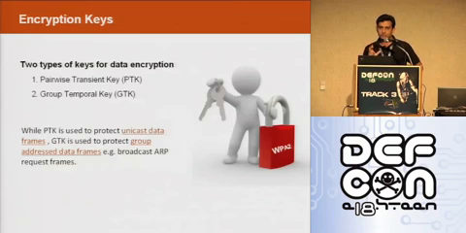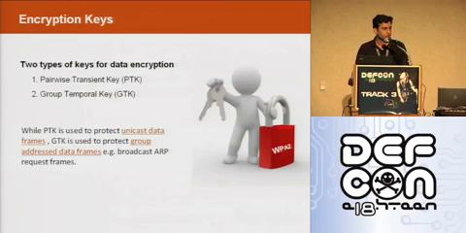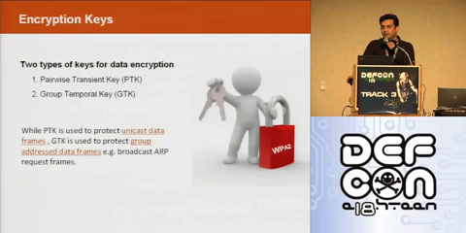So I'd like to briefly talk about the WPA2 protocol. I'm sure many of you have a good technical understanding of that, but just to recall, in the WPA2 protocol, there are two types of keys which are used for traffic encryption, packet encryption. One is called PTK, pairwise transient key, and the other one is GTK, group temporal key. The purpose of PTK is to protect unicast traffic, okay? While the purpose of GTK is to protect broadcast or multicast traffic.